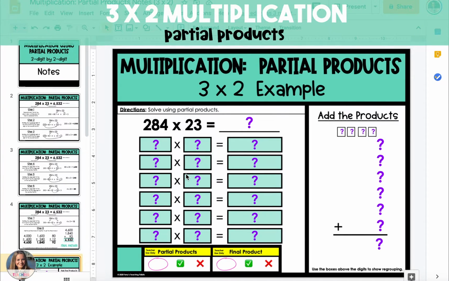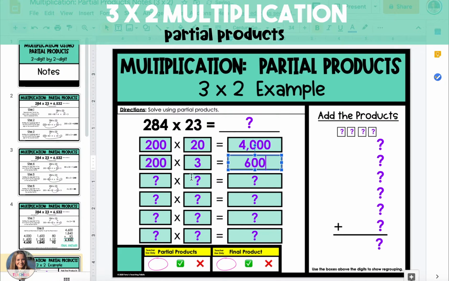In this example, we're going to multiply a 3-digit number by a 2-digit number using partial products. We're going to start by multiplying each of the digits in 284 by each of the digits in the second factor, 23. We'll start with 200, and we're going to multiply 200 by 20 first, which is 4,000, and then we're going to multiply 200 by the 3 in 23, which is 600.